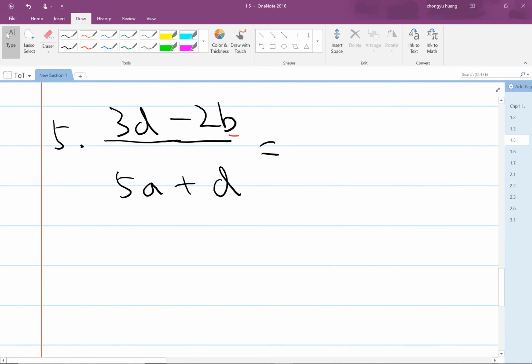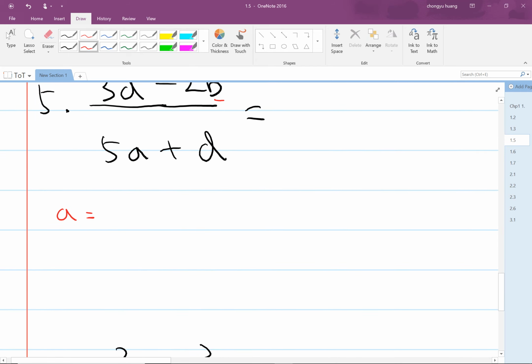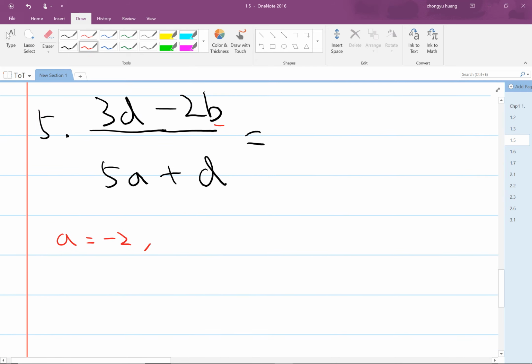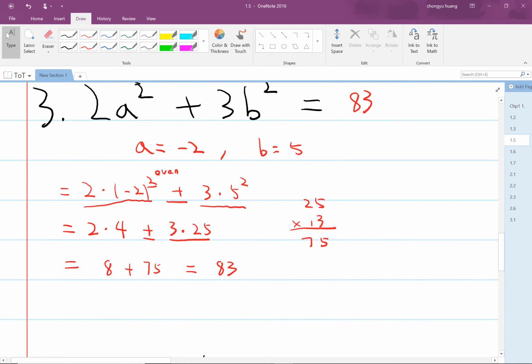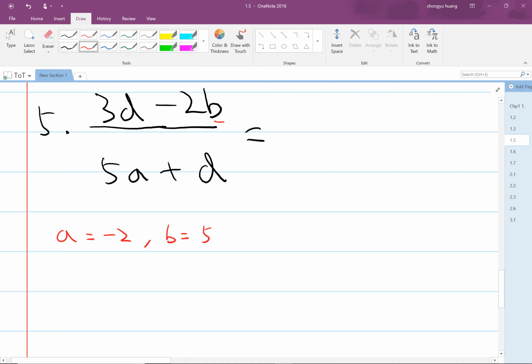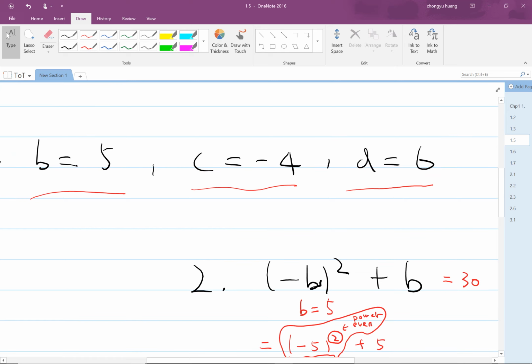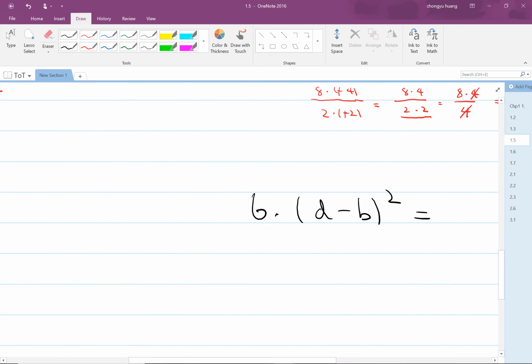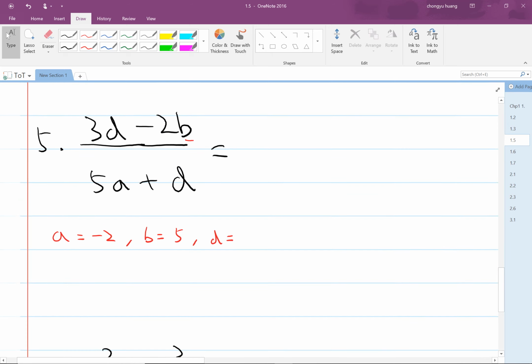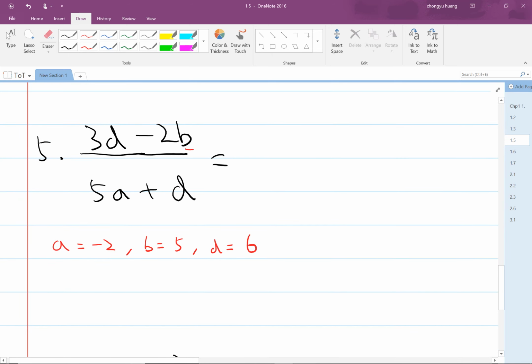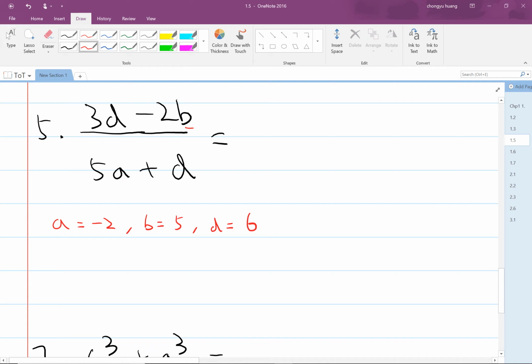Question 5 is 3d minus 2b over 5a plus d. So what you can see over here is that we got 3 variables, right? We have a equal to what? A equal to negative 2, right? And then what about b? We got b. b is equal to 5, right? And then what about d? d, what we have is 6, right? We got d as 6. So we need to plug in the numbers first, right?